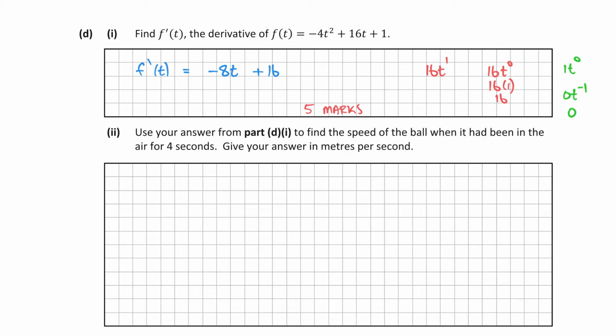So we'll go back there and look. They want us to use the function to find out what I get at 4 seconds. So instead of t, I'm going to put in 4. f dash of 4 will be equal to -8 times 4 plus 16, which gives us -32 plus 16. So that gives us -16 meters per second.